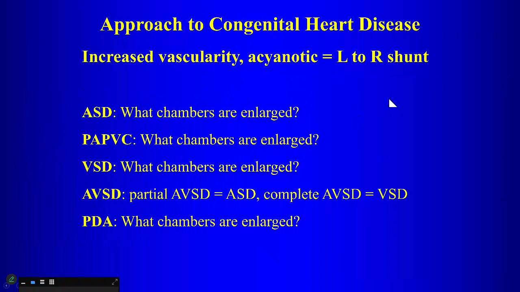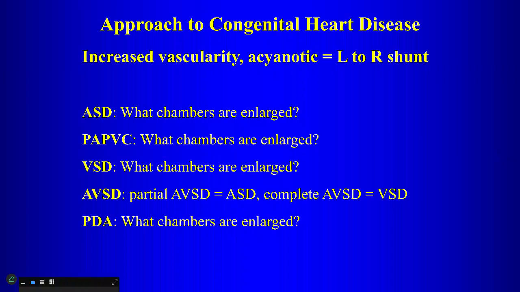Now we can look at the heart. We can look at specific chambers. So with an atrial septal defect, what chambers are enlarged? Right atrium and right ventricle. Right, ASDs give you right heart enlargement. Partial anomalous pulmonary venous return. What chambers are enlarged? Also right atrium. So you could put that on the same neuron as atrial septal defect to save space as you're cramming all this information into your heads. Okay? So this gives you the same plain film findings as this in terms of increased vascularity, acyanotic, but there's enlargement of right-sided chambers. Ventricular septal defect. What chambers are enlarged?